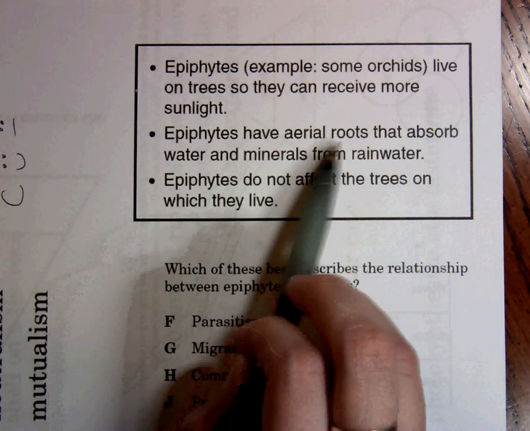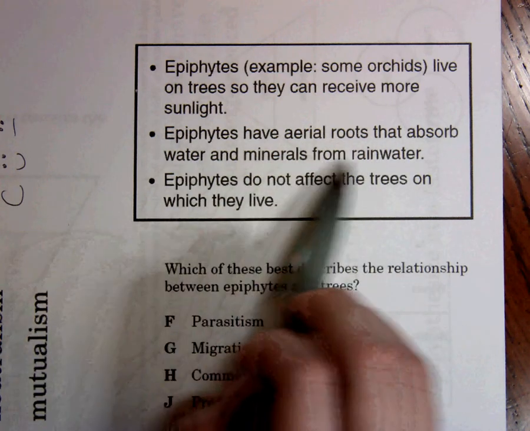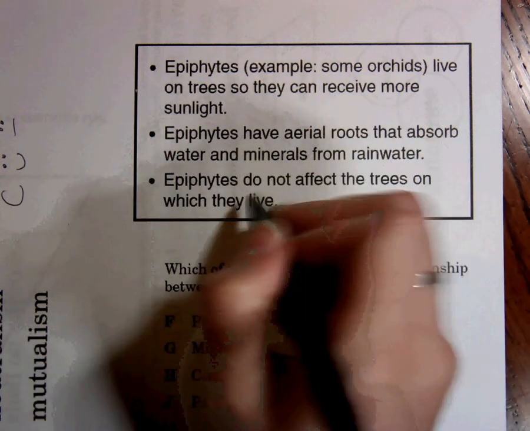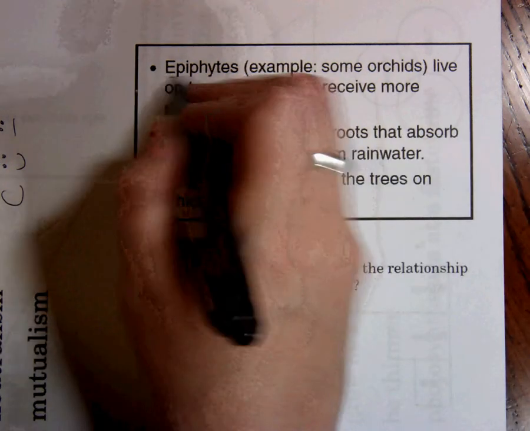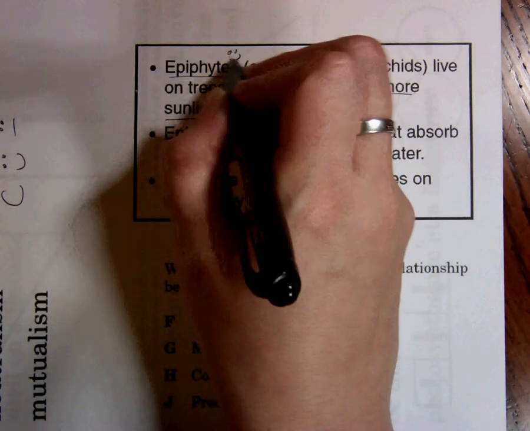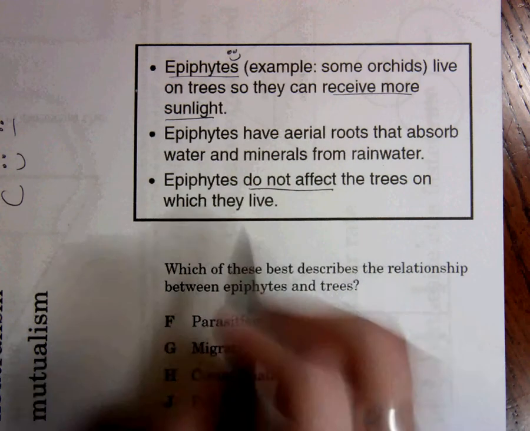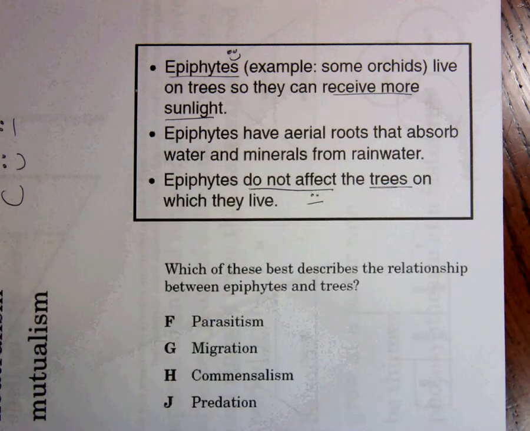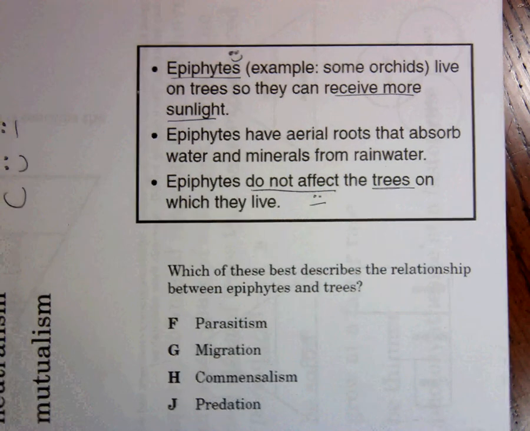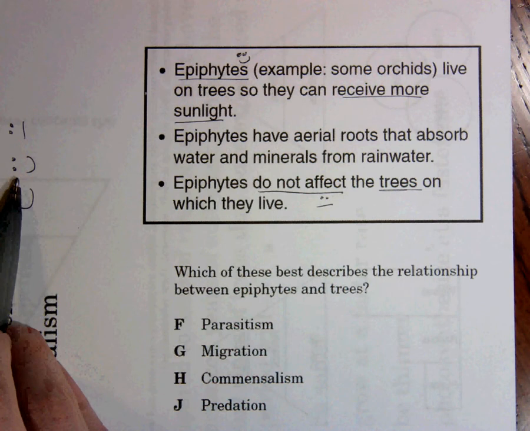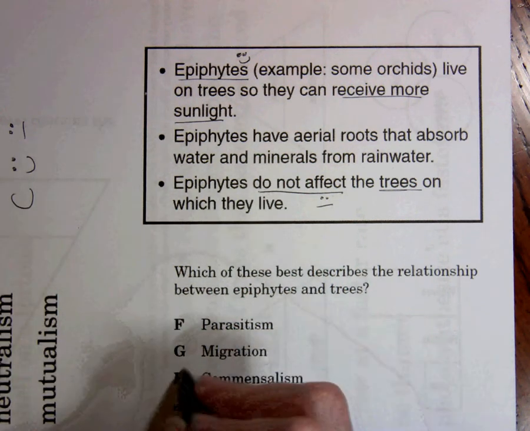Epiphytes have aerial roots that absorb water and minerals from rainwater. Epiphytes do not affect the trees on which they live. Do not affect. So these epiphytes receive more sunlight. Well, that seems happy to me. And then they do not affect the trees. So the trees don't care because they're not being affected at all. And what type of relationship is that? It's right here. That is our commensalistic relationship. One is benefiting, one is not affected, so that is H.